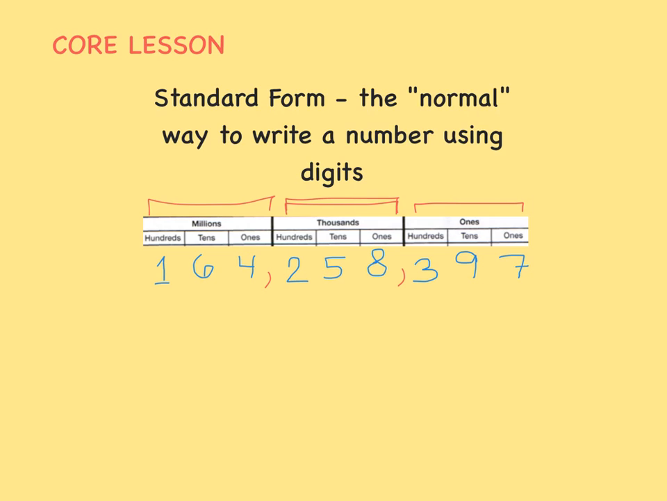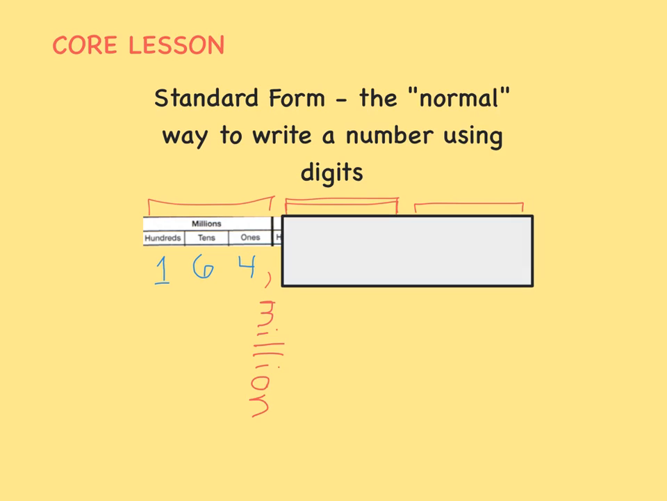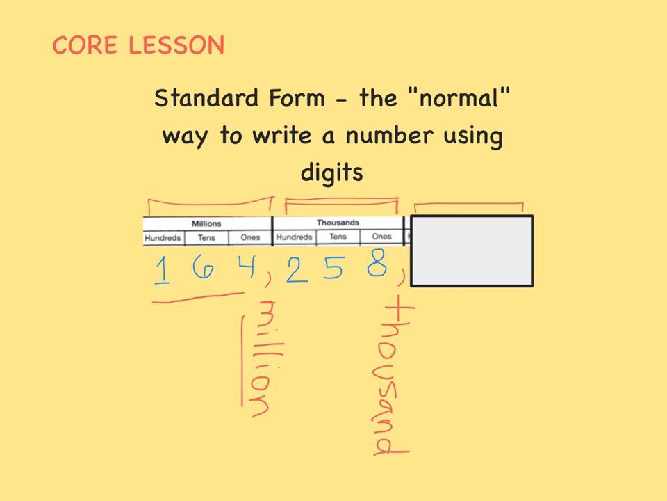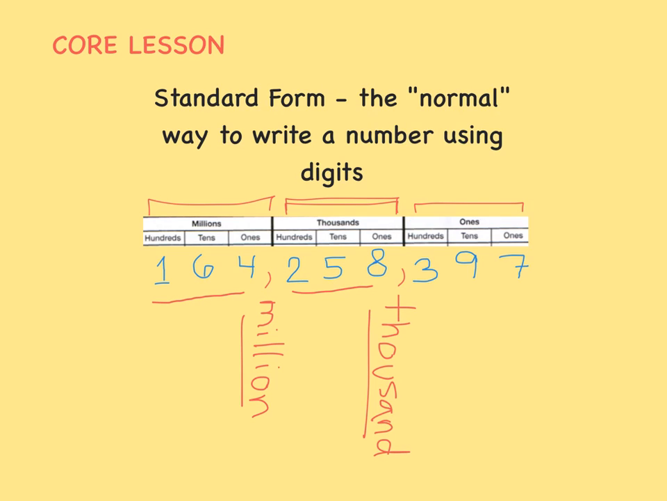Let's look at this big number one period at a time. You say the name of the period when you get to the comma. 164,258,397. Notice that there is no comma at the end of a number, so you'd never have to say ones period. Read this number again with me.